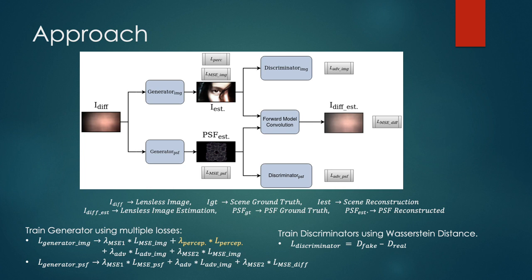Both generators train on their own MSE and adversarial losses, as well as a common MSE loss for the estimated lensless output, as they both contribute to this. The image generator also trains on the perceptual loss using a pre-trained VGG16 network, and all contributing losses are weighted by the corresponding lambda values we determine.